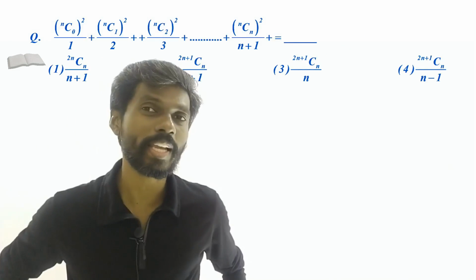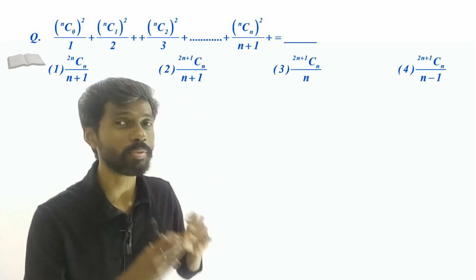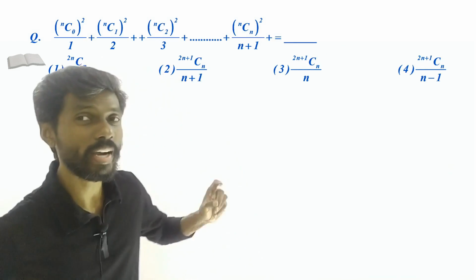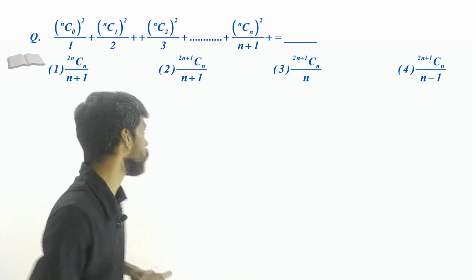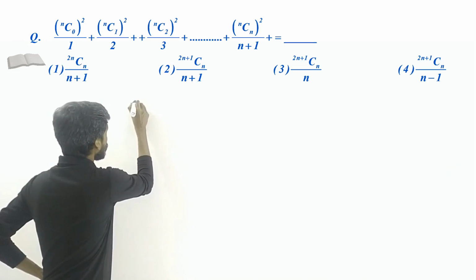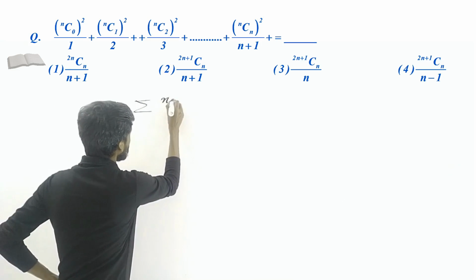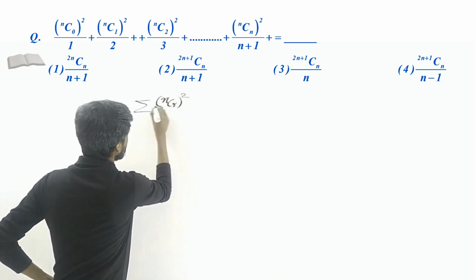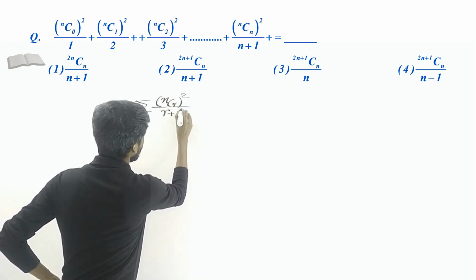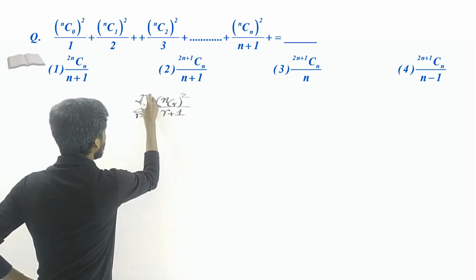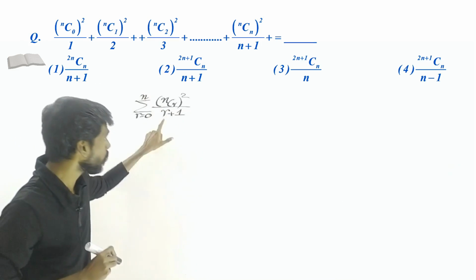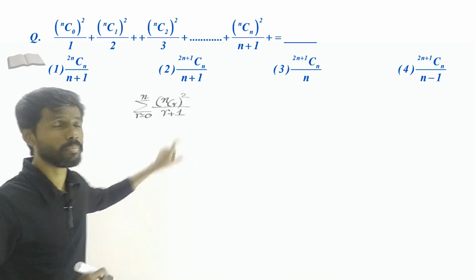Here, instead of multiplication, we have division. Here also we have squares of binomial coefficients, but divided by some natural numbers. So it is like nCr squared divided by r plus 1. What is given here is of the form summation of nCr squared divided by r plus 1, where r is from 0 to n. Now we want to remove this r plus 1. How to remove this r plus 1?